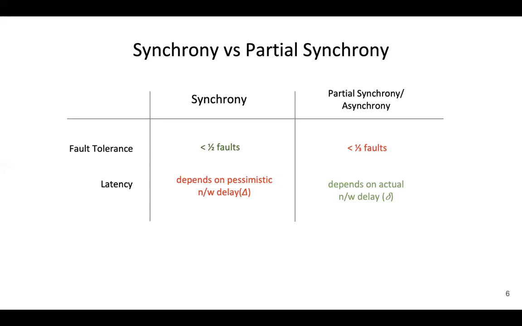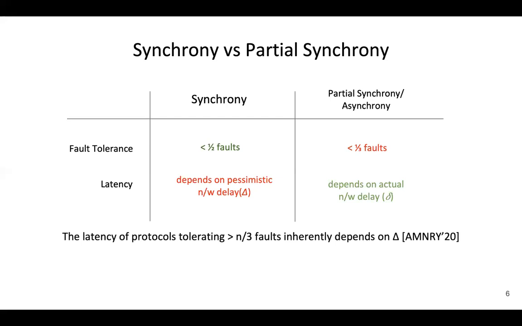What this means is that synchronous protocols cannot commit faster, even though messages may arrive fast. Recent synchronous protocols such as Sync HotStuff have been trying to reduce the reliance on this big delta. However, due to a recent lower bound, the latency of a protocol that tolerates more than 1/3 failures must depend on big delta. Otherwise, the protocol is no longer synchronous, and we know that partially synchronous or asynchronous protocols are subject to tolerating up to 1/3 failures.